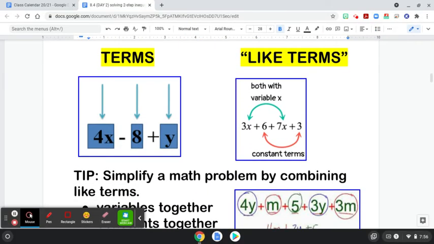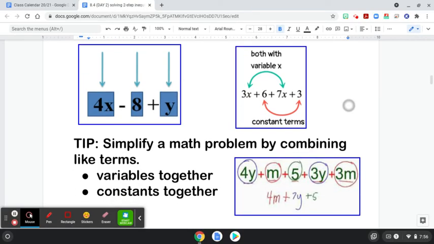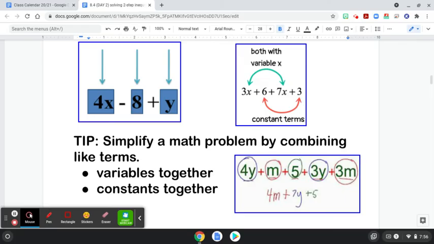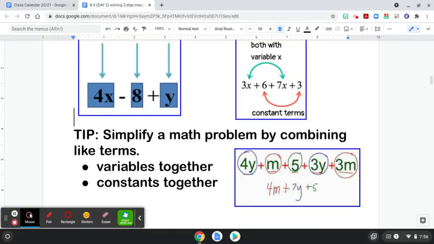Just to review some term information here. Terms are really puzzle pieces in a math problem, like 4x and then a minus 8 and then a plus y. We can combine terms that are alike if they both have the same kind of variable, like the 3x and the 7x could go together, or if they both have a constant, like 6 and 3. When we put them together, variable groups go with variable groups, but only if they have the same variable, and constants or lonely numbers can only be combined with other lonely numbers.